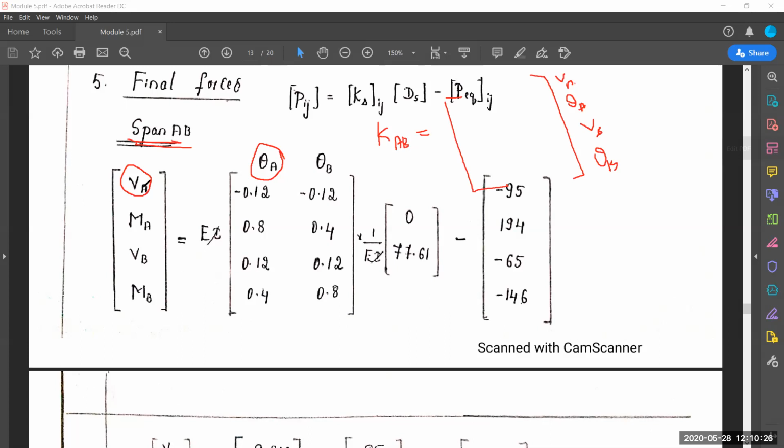So what are they telling? VA versus theta A they are telling. So here VA is there. So what do you have to see? This one you have to see. This position. Getting now? So VA versus theta A, first column, second row will be your answer. Just check the answer. In the same way, VA versus theta B means first column, fourth row.